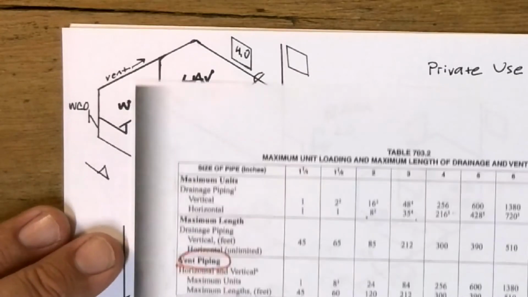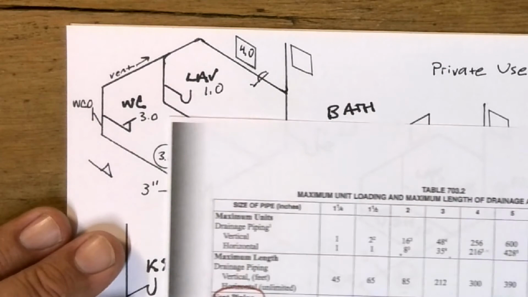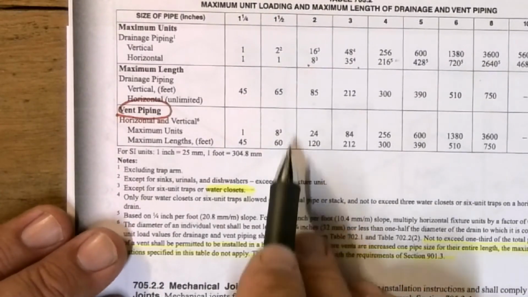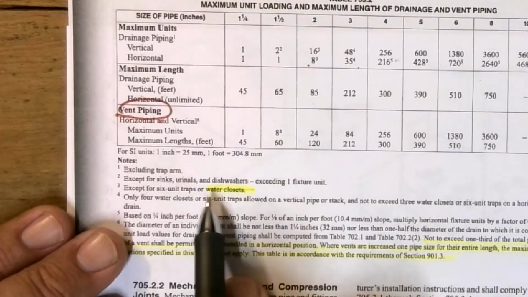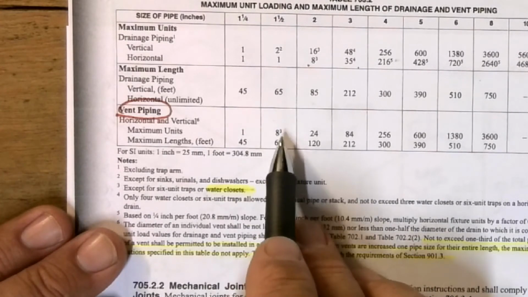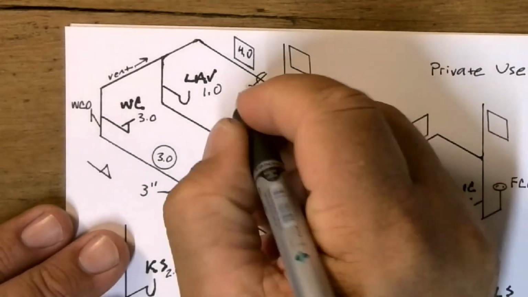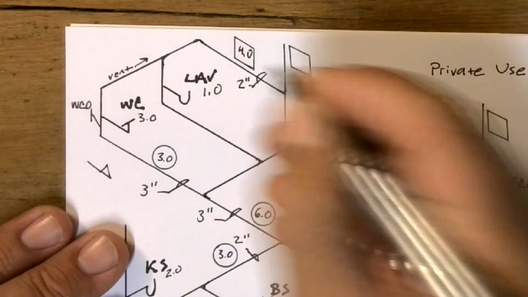We've got 4 fixture units there, but one of them is a water closet. Is the water closet thing work here? Note 3, water closet. We've got to go to 2-inch pipe. So this one over here is 2-inch pipe.